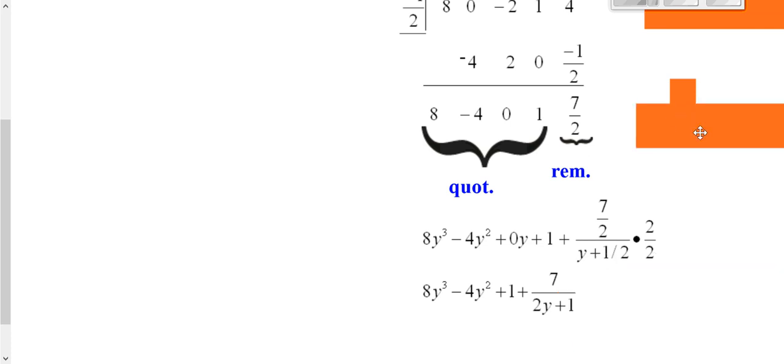So I'm going to multiply by 2 over 2. Now, if this was a 1/3, I'd multiply by 3 over 3. Or if this was a 1/5 here, I'd multiply by a 5 over 5. So, not doing anything to the first part. 7 over 2 times my 2, 7 over 2 times my y. Not 7 over 2, 2 times my y. And then 2 times my 1/2. And that's what I get.